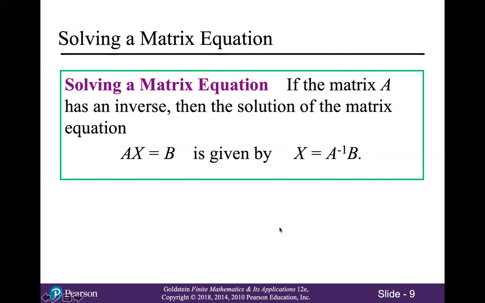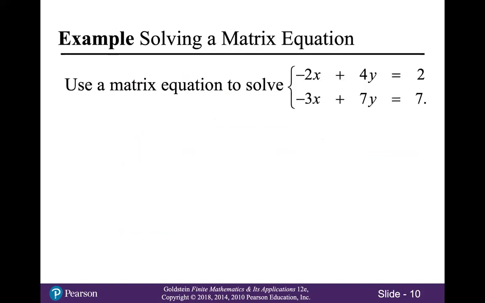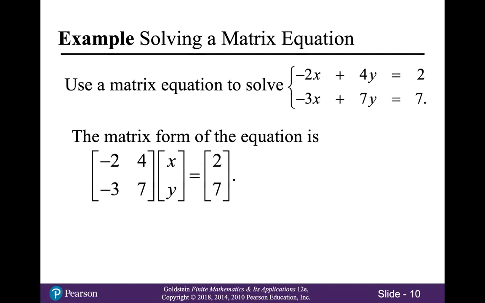All right, solving a matrix equation, my favorite thing. If the matrix A has an inverse, then the solution of the matrix equation AX equals B is given by X equals A inverse times B. So let's use a matrix equation to solve this system: -2x plus 4y equals 2, -3x plus 7y equals 7. Here's the matrix form of the equation.